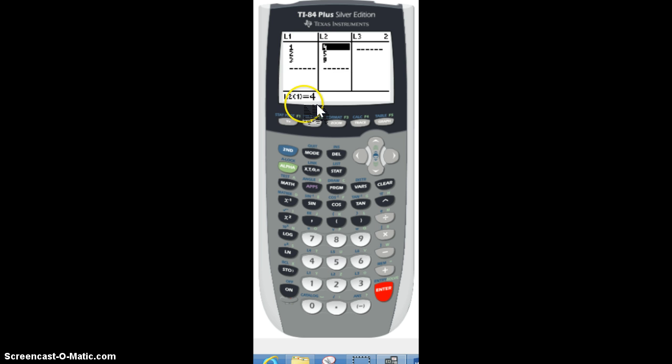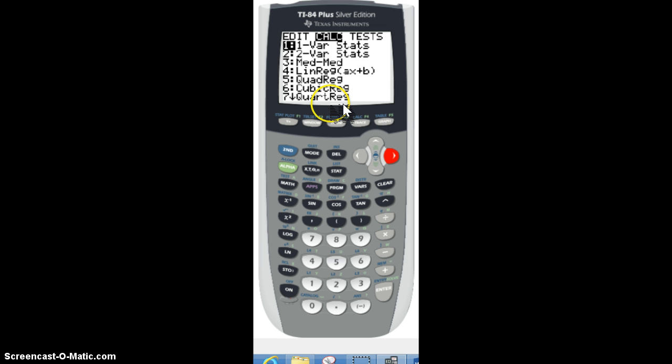Now the next thing we're going to do is hit stat again. We're going to go over to calc. This time we're going to go down to linreg, ax plus b. That's going to give us the linear regression line, also called the line of best fit. So you go to option 4, hit enter.